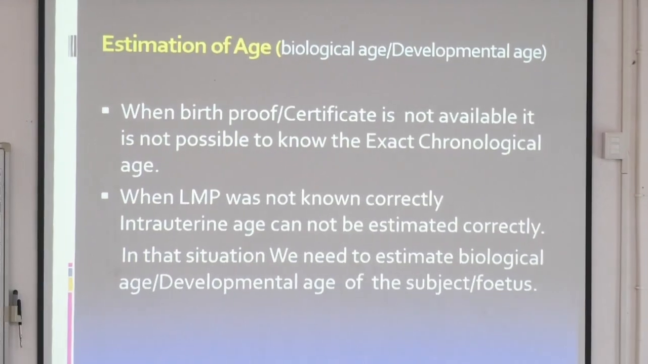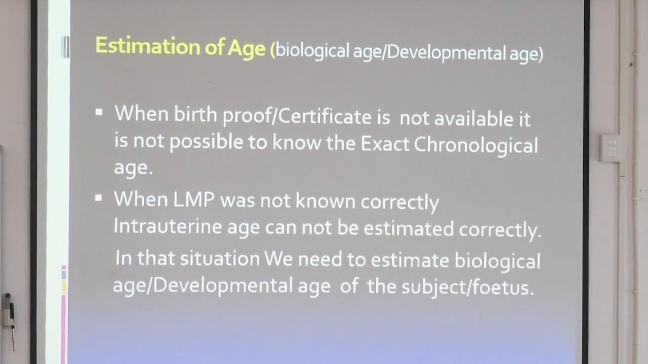Estimation of age: when is it required, and why is it important? I told you these things because chronological age is no problem when you have a birth certificate. When you admit your child, or yourself, into school, they require one certificate, that is the birth certificate. The birth registrar will issue it. If it's available and correct, there are no questions, no dispute.